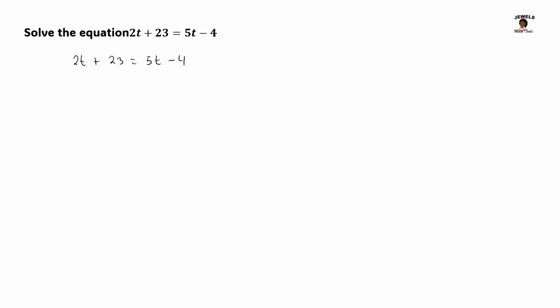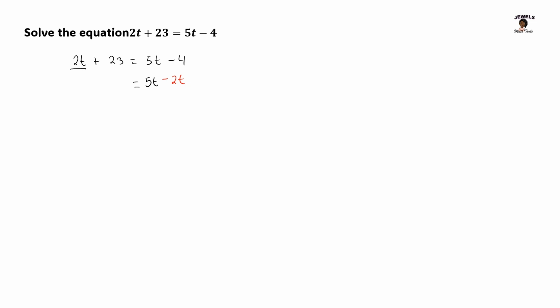And again, I'm going to avoid working with my negatives. So since I'm collecting my like terms with my variables first, I'm going to be moving my 2t to the other side of the equation where my 5t is. Remember that you can work the other way around, but if you're not strong with dealing with your negatives, I strongly recommend that you move 2t to 5t. So I'm going to put my 5t, and since 2t is positive in this case, I'm going to subtract it.